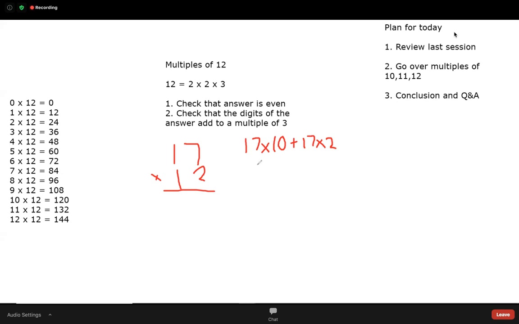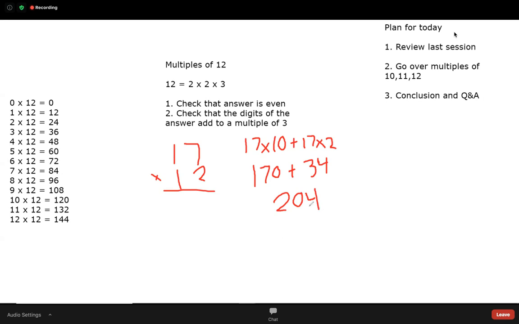Okay, so let's see how we do this. First, we do 17 times 10, which is just 17 with a 0 behind it. Then we do 17 times 2, which will be 34. And 34 plus 170 will be 204.